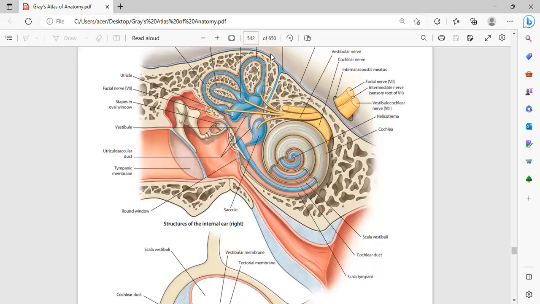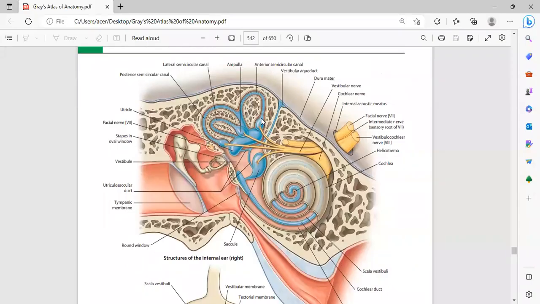It will communicate with the posterior cranial fossa through the aqueduct of the vestibule. Okay, this structure here is called the aqueduct of the vestibule. So this bony canal here, you can see that there is a tube going here, but the space without the tube, we call it the vestibular aqueduct.